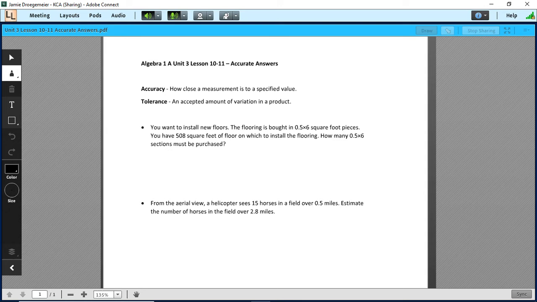Our tolerance would maybe be something like a quarter of an inch either way is still okay. It could be 8 1/4 inches long, or it could be 7 3/4 inches long. That's probably a little bit large for a tolerance there, but you get the idea. Tolerance is kind of that accepted amount of variation. If it varies more than that, then it's not accepted.